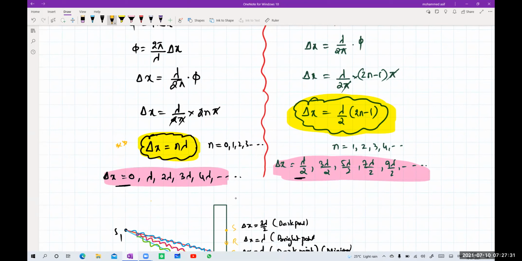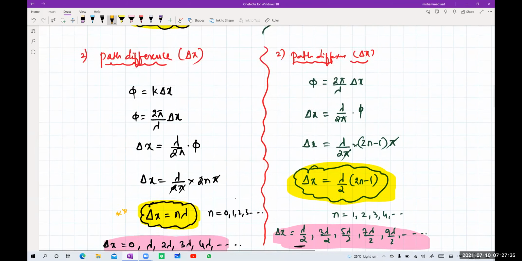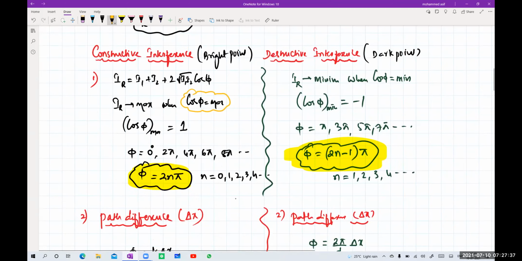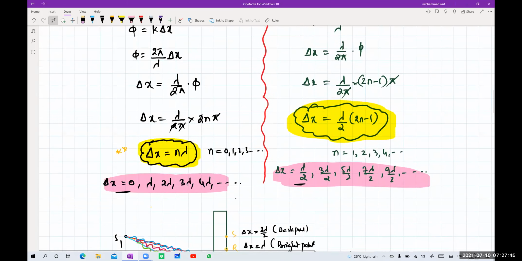Delta x is equal to n lambda, where n must be equal to 0, 1, 2, 3. These are the 2-3 points you need to remember in constructive interference. Constructive interference is happening at an angle phi equal to 2n into pi, and the path difference is delta x equal to n into lambda, where n in both of them starts from 0, 1, 2, 3, go on. So the first maxima is formed at the center, maxima 0, then the second maxima at a distance of lambda, third maxima at a distance of 2 lambda, fourth maxima at a distance of 3 lambda, go on like that.